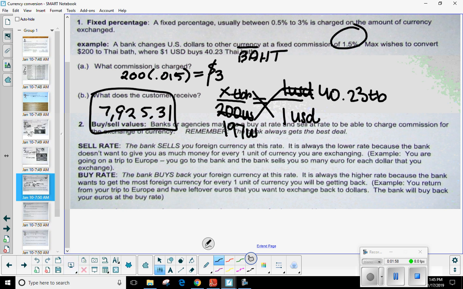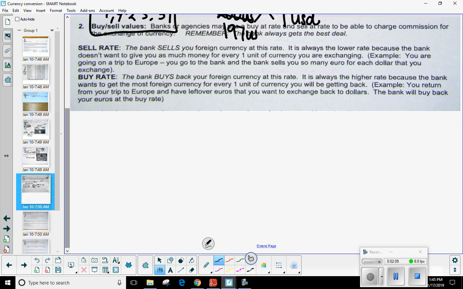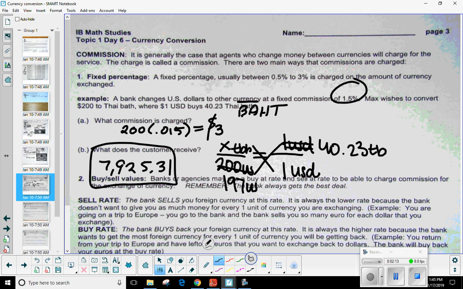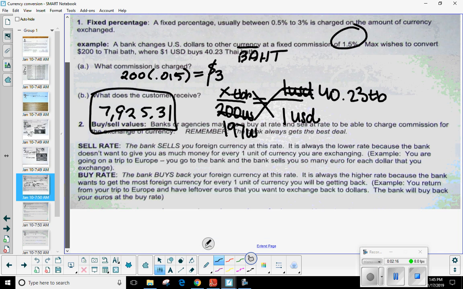All right, so we finished up with this example right here. So number 2, buy and sell values, or did we get that done? Did we actually do that one? Okay, but we didn't get to this next example. Okay, so our buy and sell rates. Did we get to talk about those?